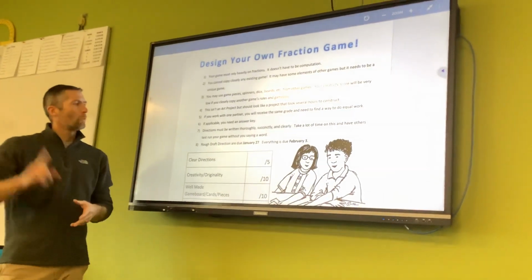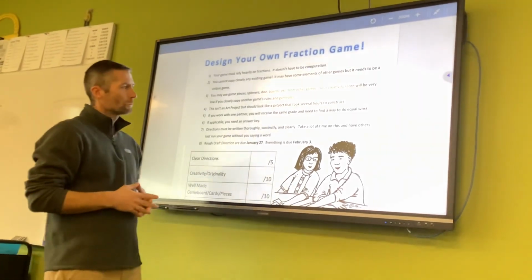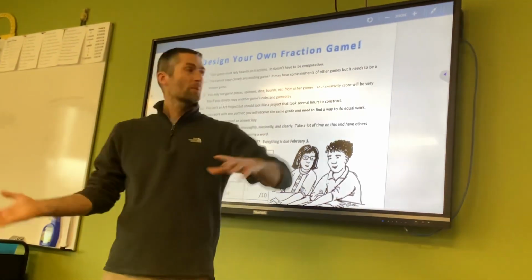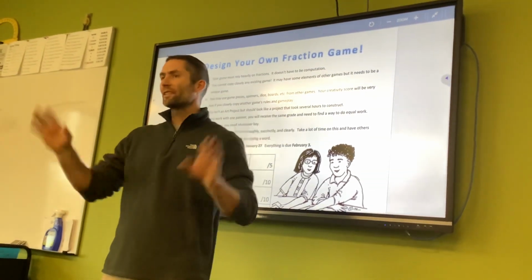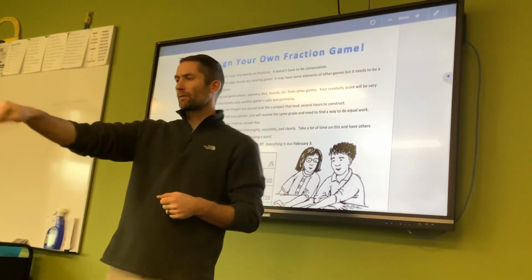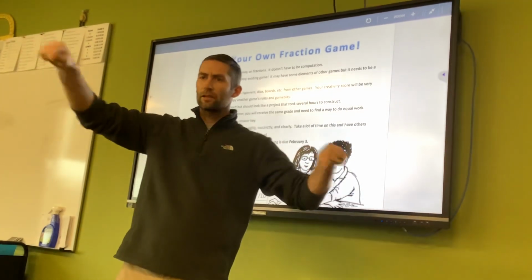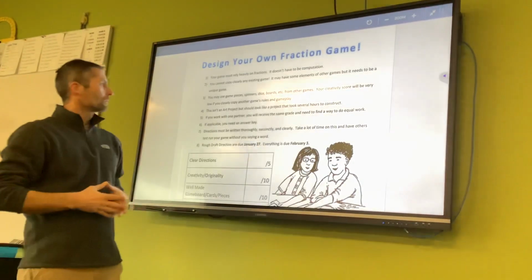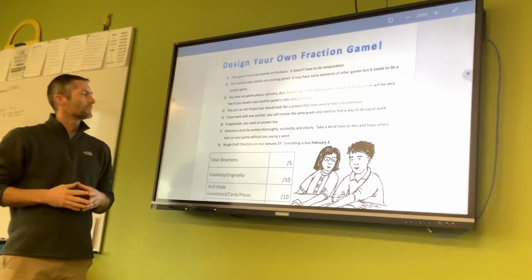Next, if you work with one partner, you'll receive the same grade and need to find a way to do equal work. Some of you will have more class time. If you're done with stuff, you'll have more class time, but if you're someone who's always a step behind, then you won't have any class time to work on this project. Okay? It doesn't have to be in this 4th period class. It could be in my 3rd period class or my 5th period class. Any of those classes, you could work with one other person. You don't have to. You can definitely do this alone.